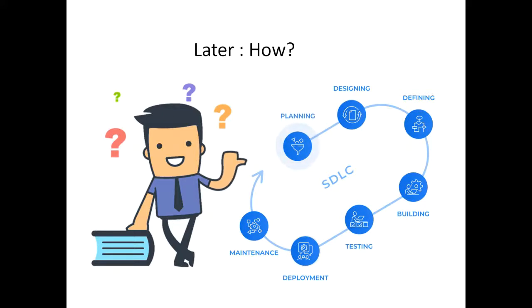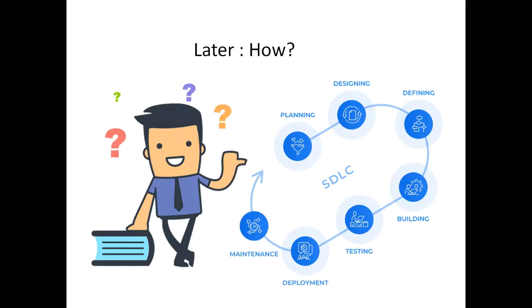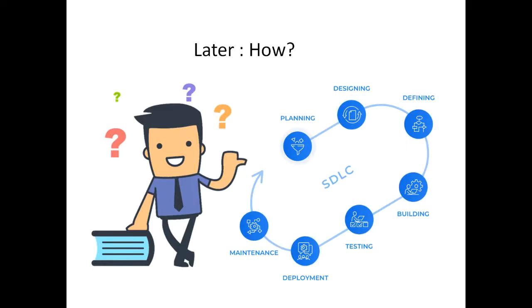Till now, we have seen what software and software engineering are. In further classes, we are going to see how a software is developed. There are many processes, many steps, and various tools. All these things are explained in the coming classes. Here, planning, designing, defining, building, testing, deployment, and maintenance are the steps, and at each step we can use different types of tools to develop software.